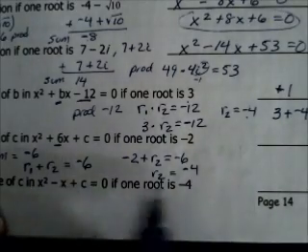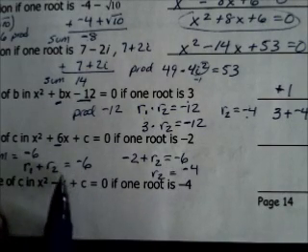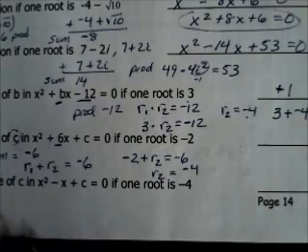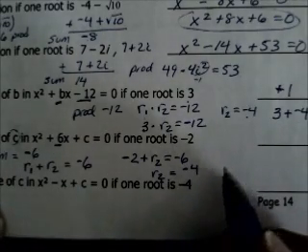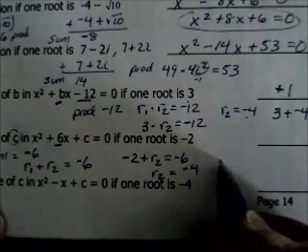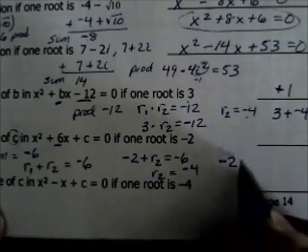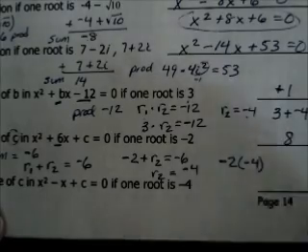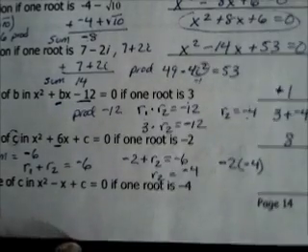So if our second root is negative 4, now we want the value of c. c represents the product. So what's the product of these two? Negative 2 times negative 4 is 8. So our value of c would be 8.